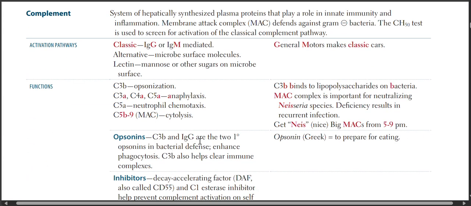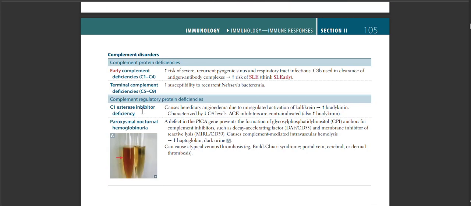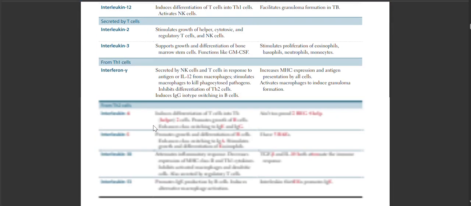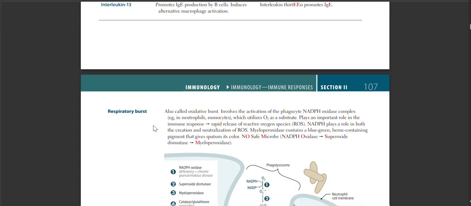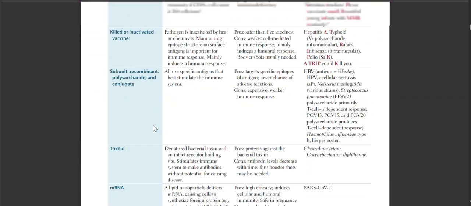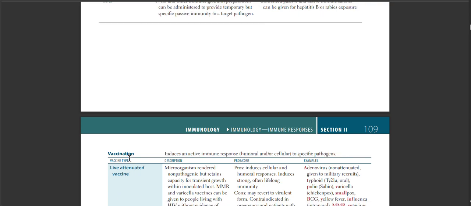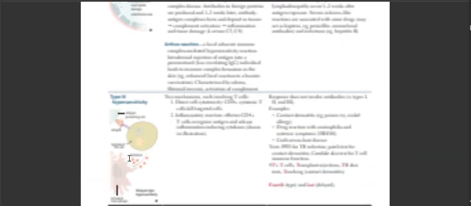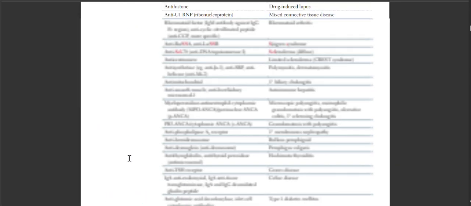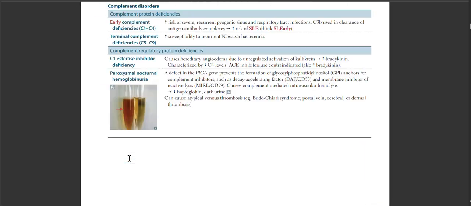Okay, then we will continue with the complement and maybe complement disorders, and cytokines you have to memorize. Hopefully by tomorrow we can complete everything till vaccinations. Then we might spend one day for vaccinations and reactions. Okay, let's end here for today, and just give me 1 minute.